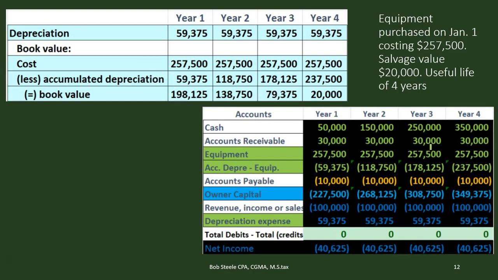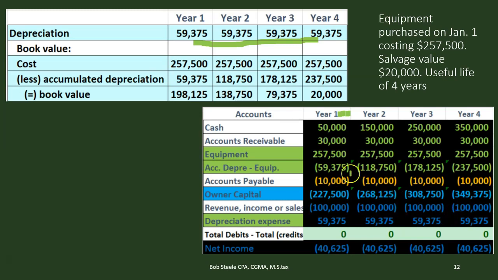So if we look at this year over year, I'm just going to put the ending trial balance for year 1, year 2, year 3, year 4, so we can compare this and see what has happened to it. We see that the depreciation expense remains the same each year. We can see that on our trial balance. Each year we're going to depreciate the same amount.